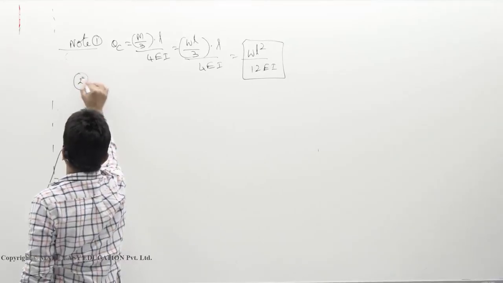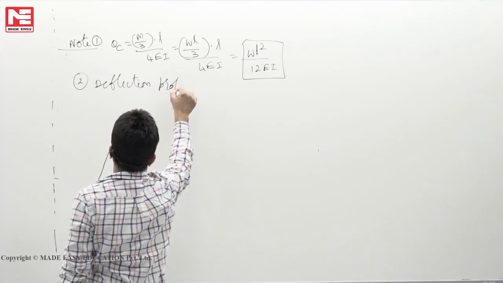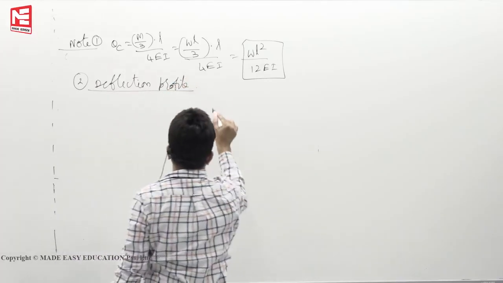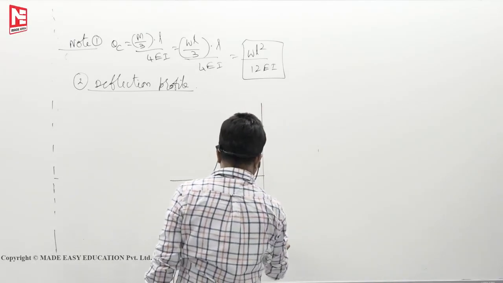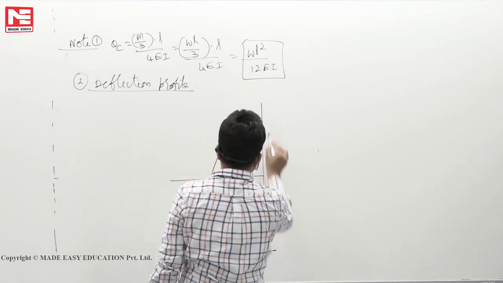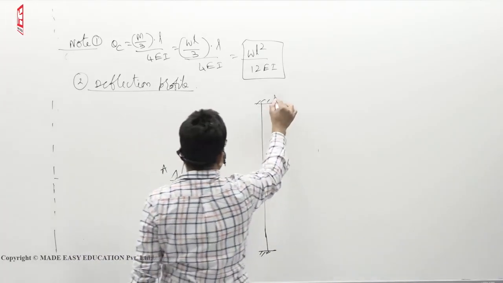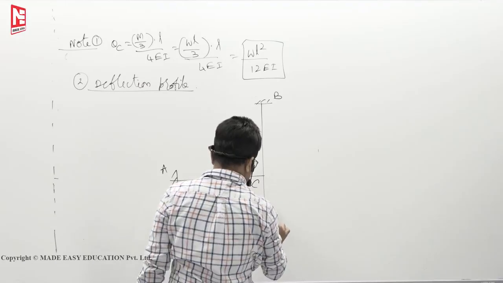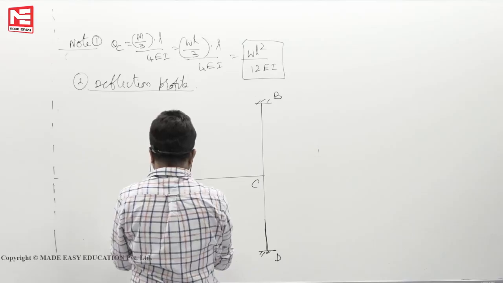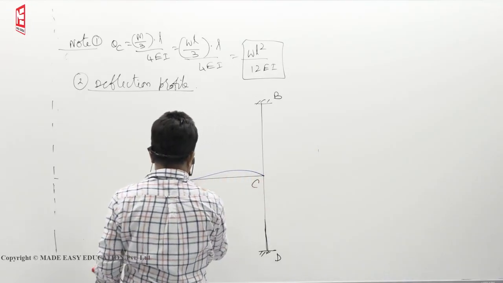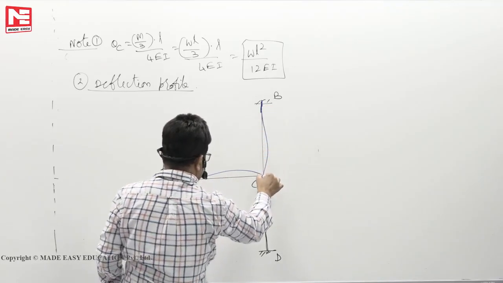Then if you see the deflection profile, not only one member, all three members will deflect by the same slope, because they are rigid, that is a rigid joint A, B, C, D. See here, if it deflects like this, then this has to deflect like this.